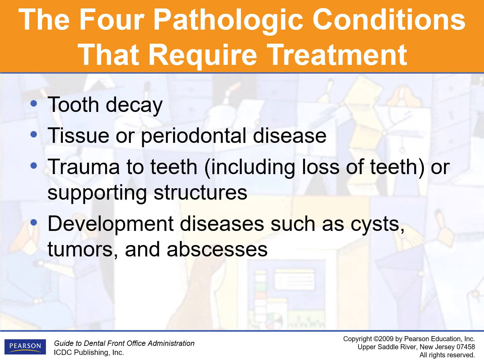Okay, so there are four conditions that require treatment, such as tooth decay, any tissue, meaning periodontal disease, any tissue that is infected, or there's an inflammation or any cysts, tumor, things like that. Also, trauma to the tooth, which includes loss of the teeth and any tooth structure, bone loss, things like that. Also, the development of disease, such as a cyst, as I said earlier, a tumor or abscess.